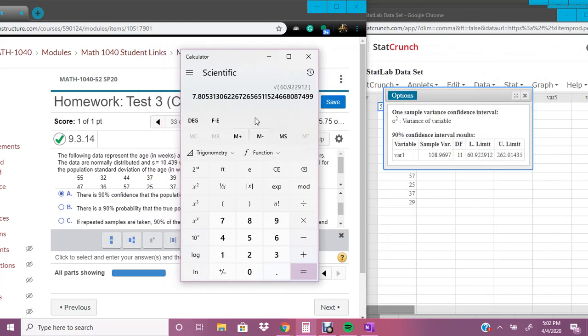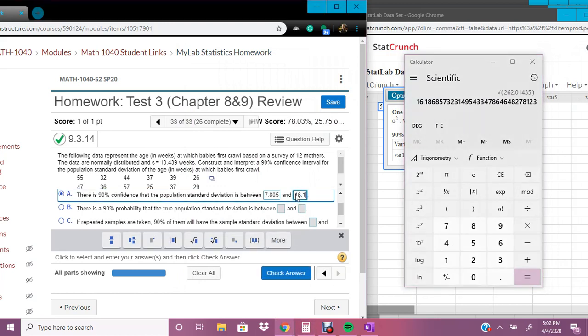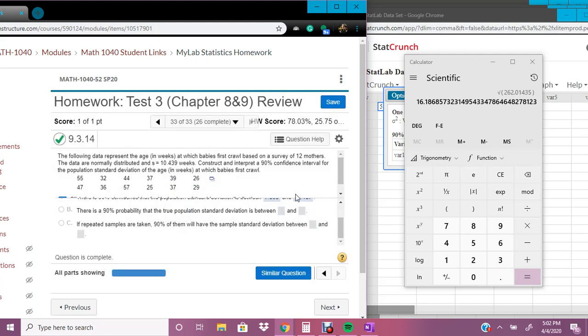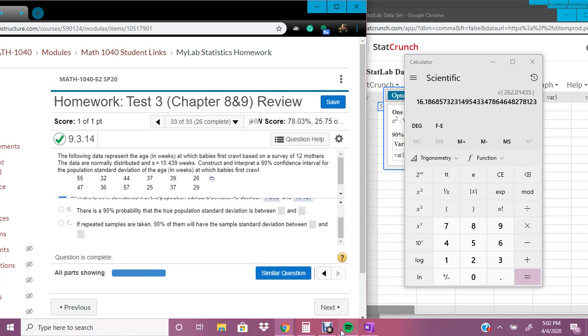And then we have to do that for our upper limit as well. Find the square root of that. And then, oh, that's all for this question.